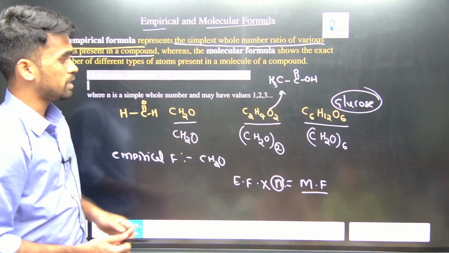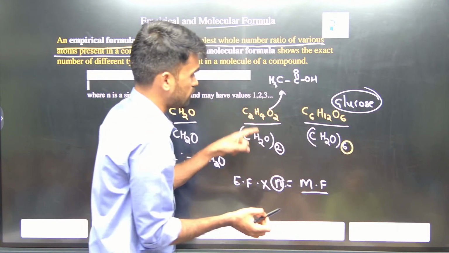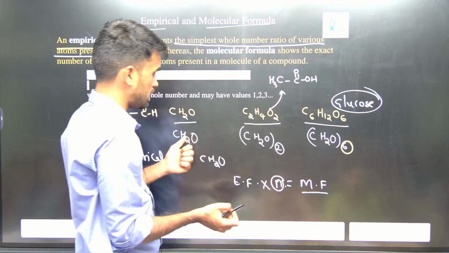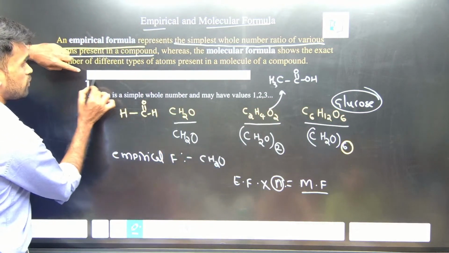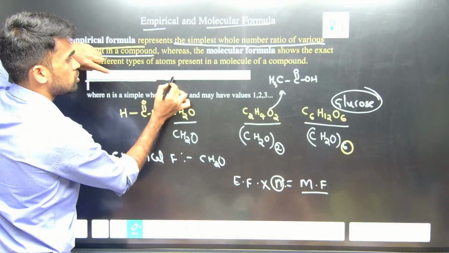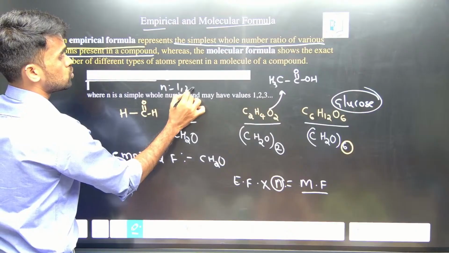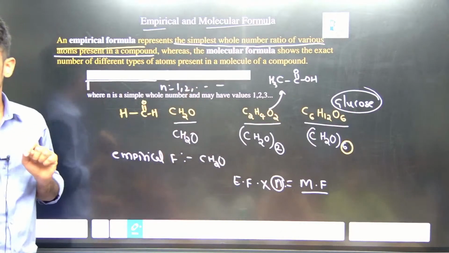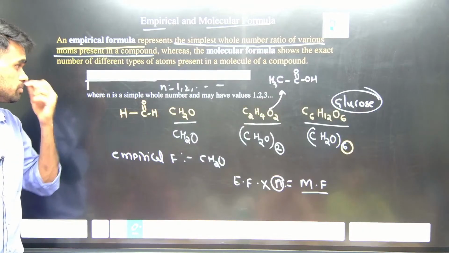So what is that n value in this case? What is the n value here? 2. Here it is 1. Is this clear? So you got molecular formula equals n into empirical formula. Now n can be 1, 2, 3, and so on. Is this clear? Next.